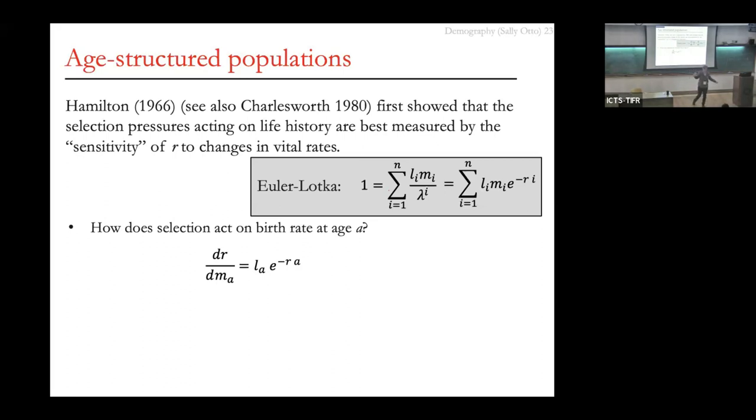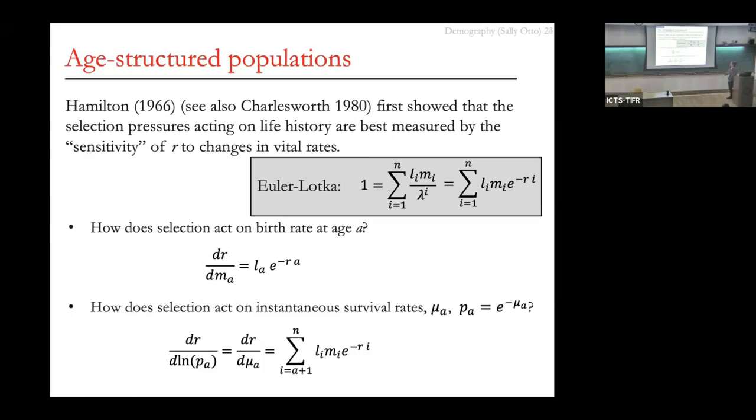But for a Leslie matrix, for a demographic model, we have this nice Euler-Lotka formula. If you look in that summation, where does MA enter? It only is present when I is equal to A, in the age A-th class. So most of the sum will go away, and the only thing we're left with is LA, MA, which goes away when we take the derivative of it, times e to the minus RA. That's where this comes from. And that's going to tell us the strength of selection acting on the birth rate in each age class.